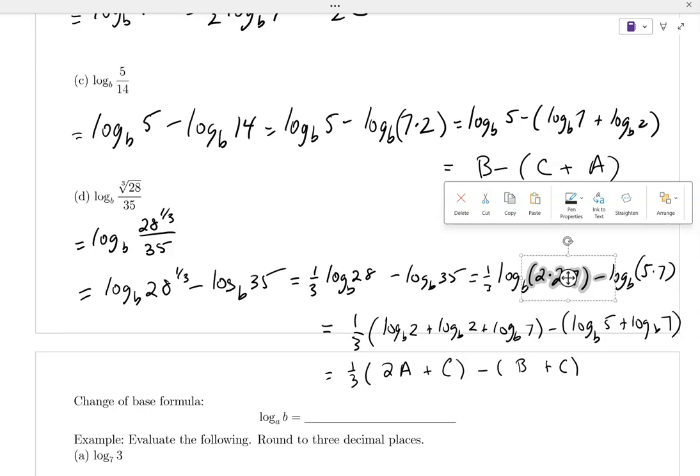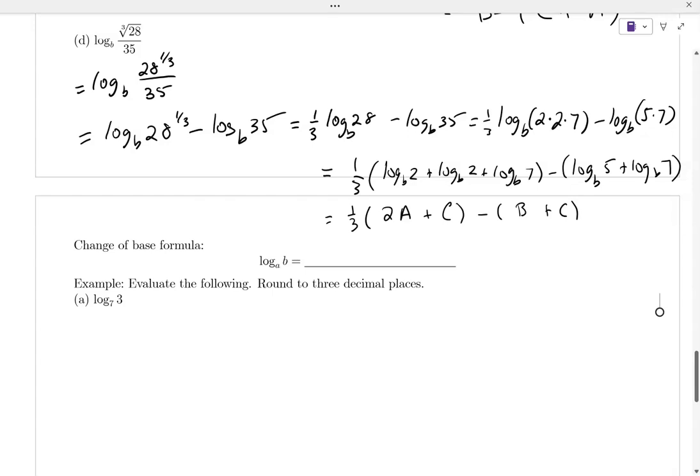Would it count it wrong if you put A plus A instead of 2A? Should be fine. I will be fine with it if you throw that on the test. Is it okay? Any questions on that at all? Yeah.